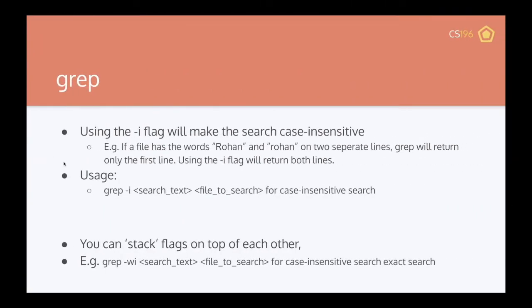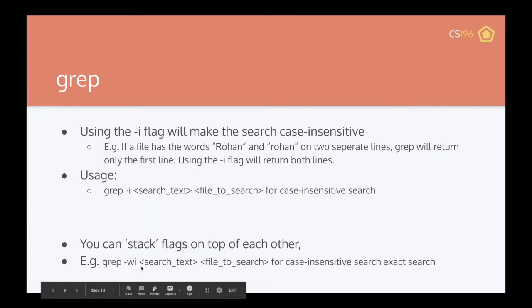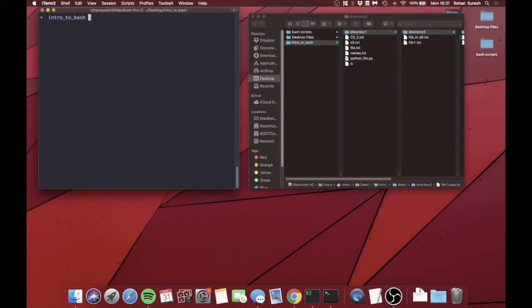Another cool thing with grep is that you can stack flags on top of each other. So for example, if you do grep -wi and then you put whatever you're searching for, it'll do a case-insensitive search and also an exact search. So what does that look like?